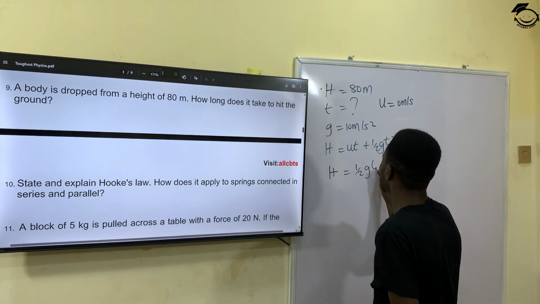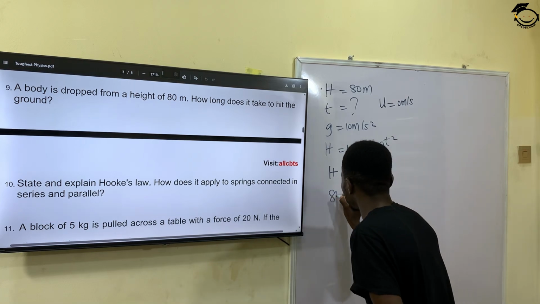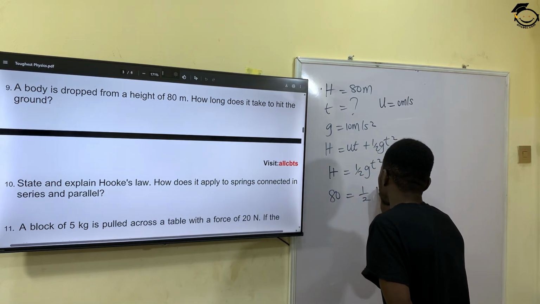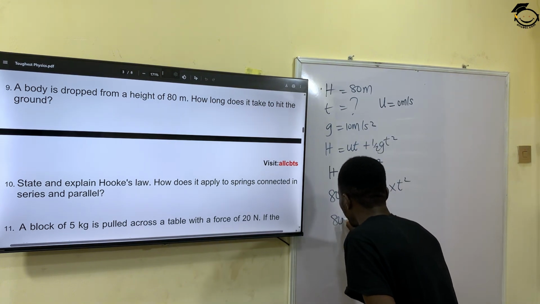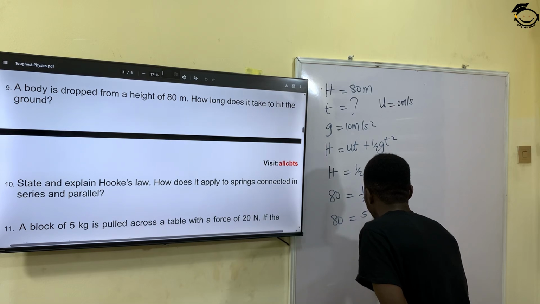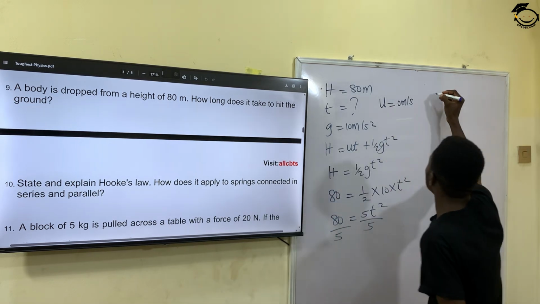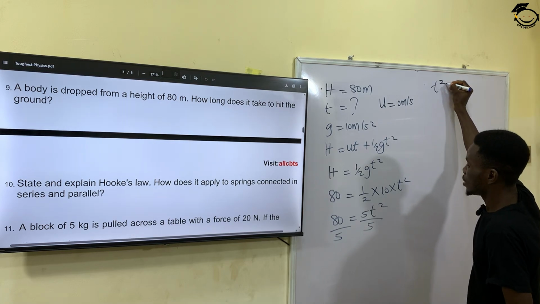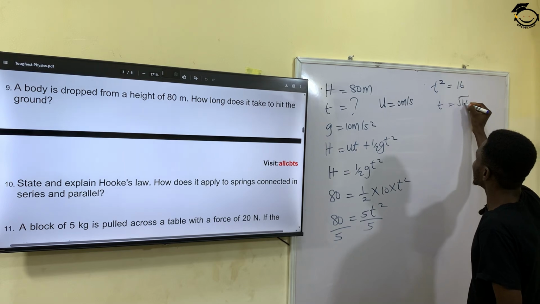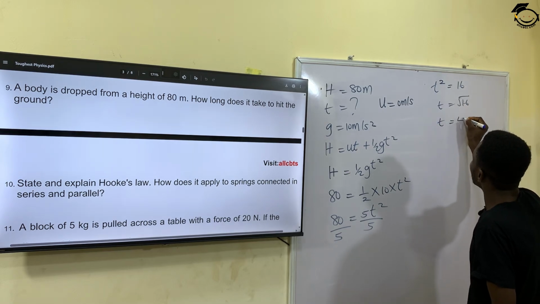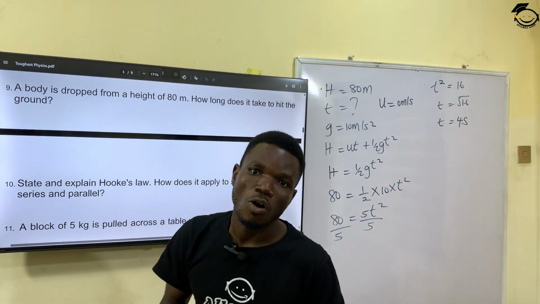So this means that my h therefore is equal to half gt squared, because 0 times t will give me 0. So this will give me 80 is equal to 1 over 2 times 10 times t squared. This is the same as saying I have 80 is equal to 5t squared. Divide both sides by 5. It means that my t squared is equal to 16. t is equal to the square root of 16, which means that my t is equal to 4 seconds. So the time it takes for it to hit the ground is 4 seconds.